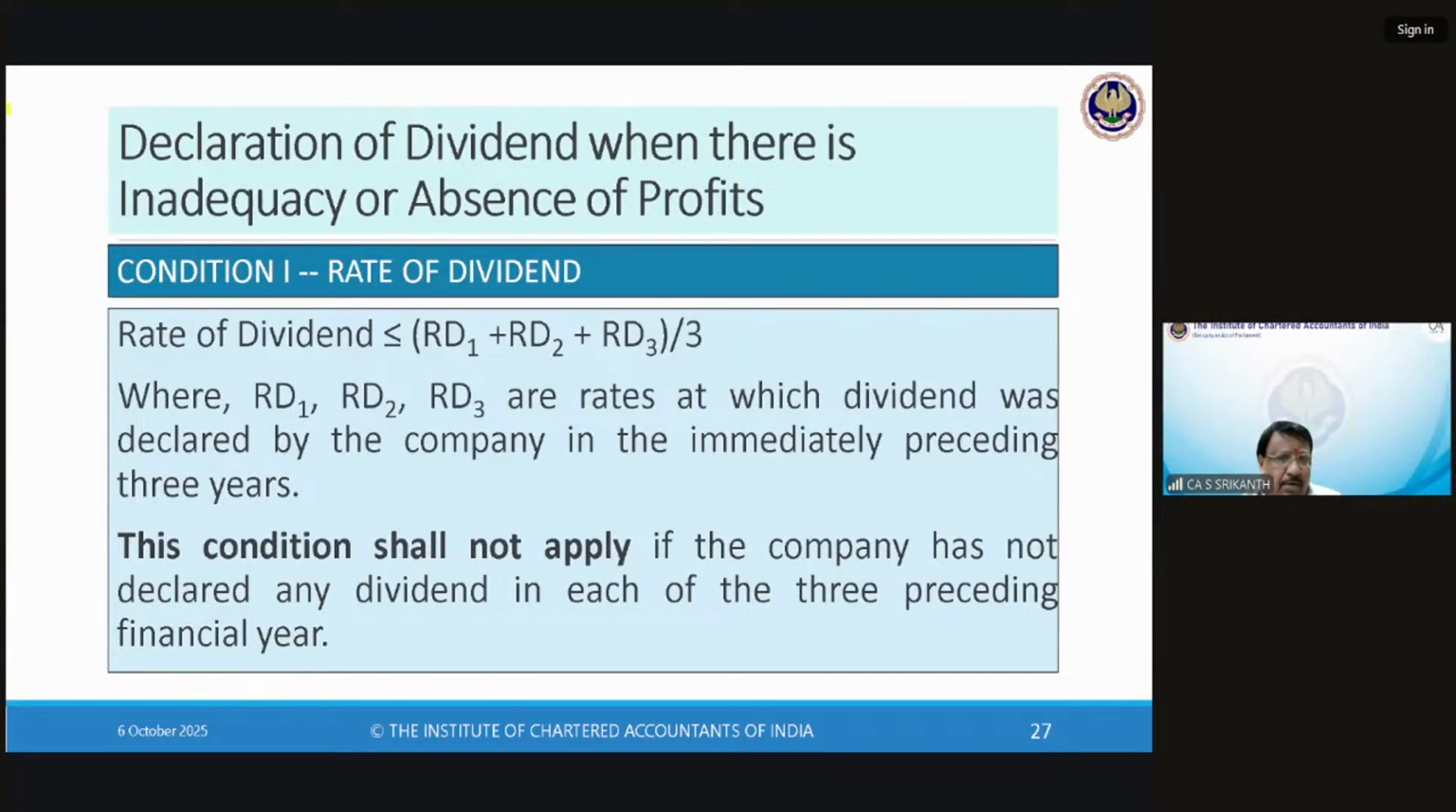So I calculate the average rate. I get 10%. My paid up capital is 1 lakh. For example, 10,000 shares of rupees 10 each, 1 lakh. For simplicity, my average rate is 10%. So on 1 lakh, I can declare a dividend of 10,000.